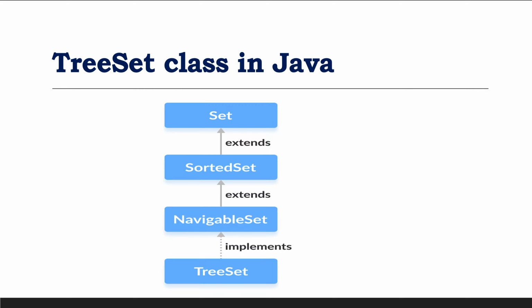So let's first understand the hierarchy of the TreeSet. TreeSet is one of the implemented classes of the Set interface, but TreeSet does not directly implement the Set interface. Internally, SortedSet extends Set, and then NavigableSet extends SortedSet, and then this NavigableSet is implemented by the TreeSet. So TreeSet is going to bring the functionality available inside the SortedSet, NavigableSet, and Set. We will see what functionality is available inside the SortedSet and NavigableSet.